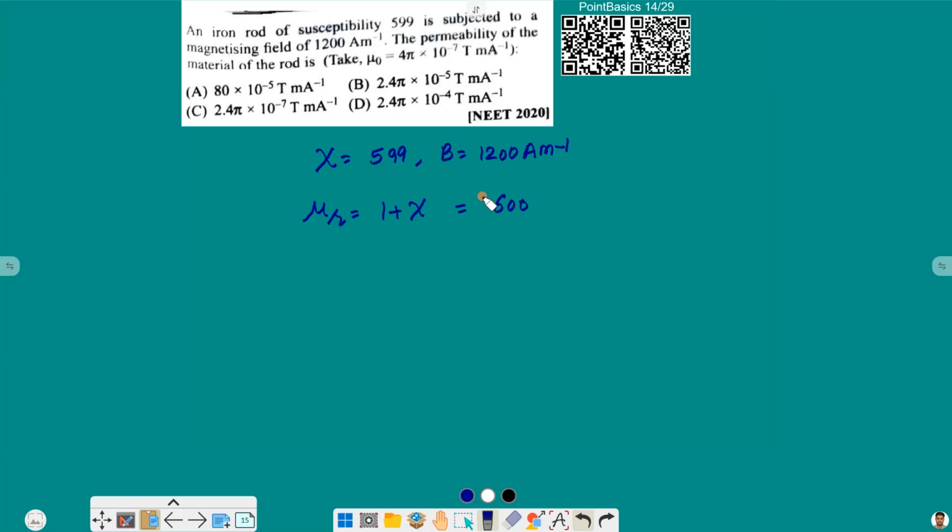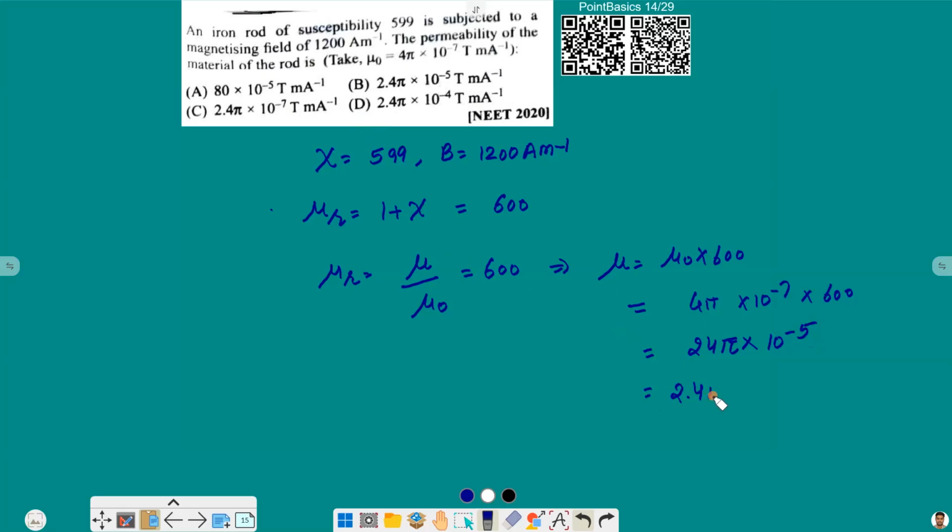And from this, what we can do? We can find the value of mu, as mu r is equal to mu of the material by mu naught, and that is equal to 600. So from this, mu is mu naught times 600, that is 4 pi into 10 raised to power minus 7 into 600. So 24 pi into 10 raised to power minus 5, or we can say 2.4 pi into 10 raised to power minus 4. Option D will be the right answer.